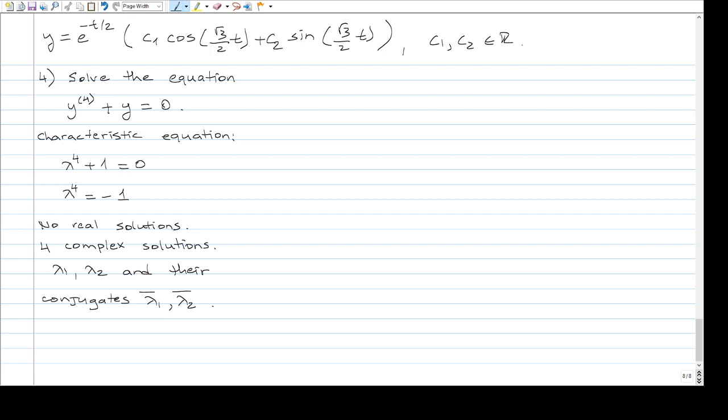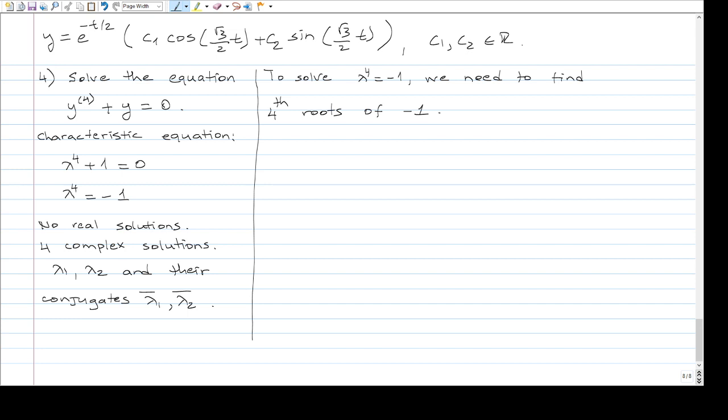Okay, now, how to find those solutions? The degree is 4, so we are looking for complex numbers whose fourth degree is equal to minus 1. This is a general problem. To solve this equation, lambda to the 4 equals minus 1, we need to find fourth roots of minus 1. They are going to be complex numbers.